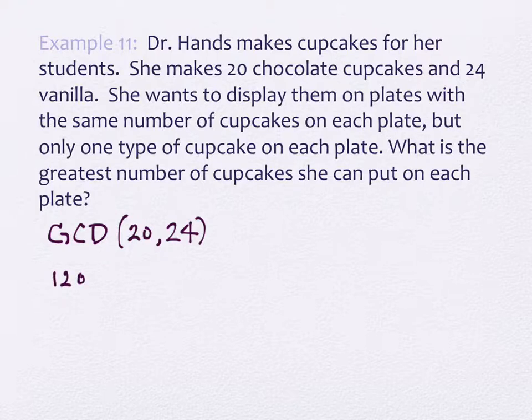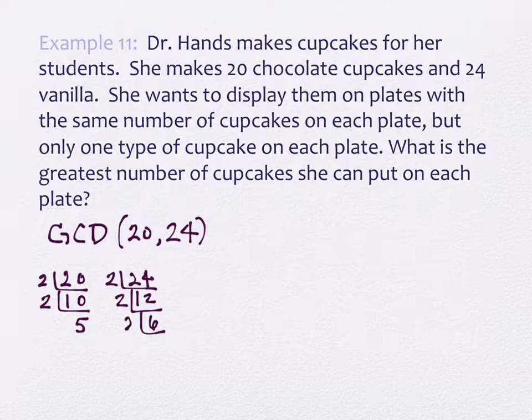Okay, 20. So what number is the smallest prime that divides 20? 2 gives me 10, and then I divide by 2, which gives me 5. How about 24, smallest prime? 2, which gives me 12. And then by 2, which gives me 6. And by 2, which gives me 3. All right, so I'm going to write each of them down. This is 2 squared times 5. And this one is 2 cubed times 3.